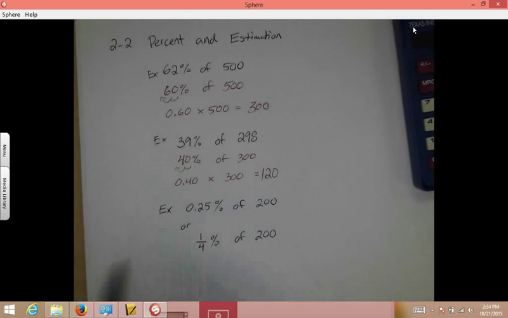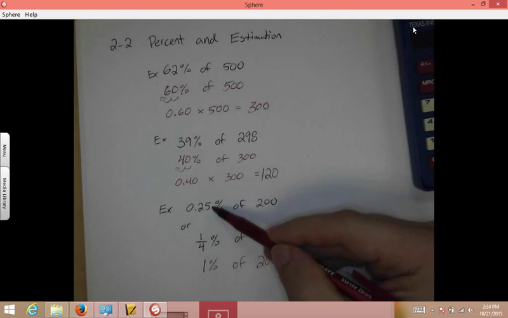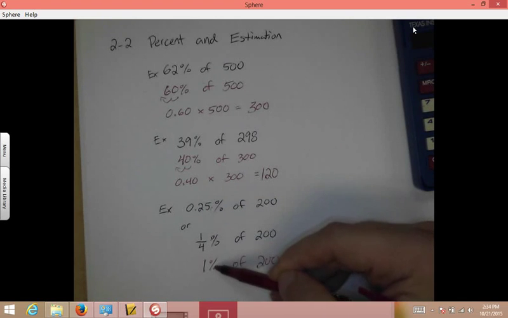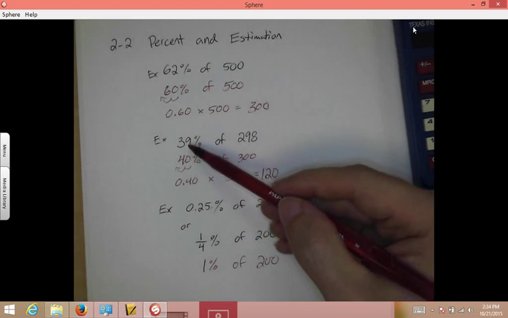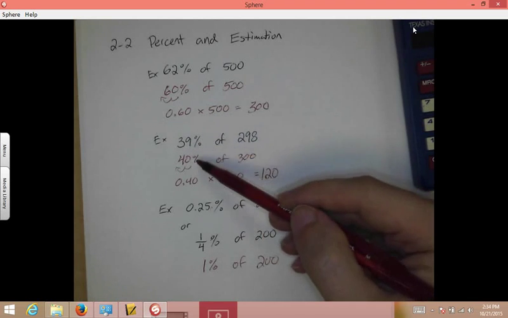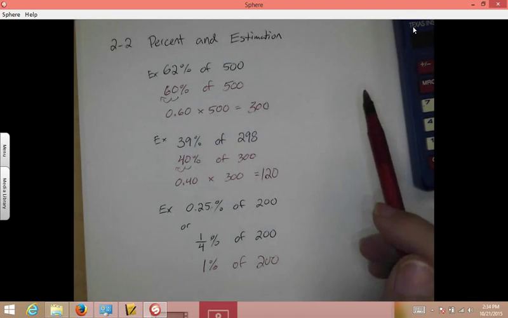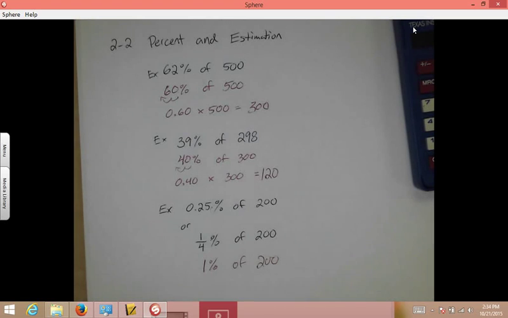When this happens, the book wants you to estimate this to be 1% of the other number. So remember, less than a whole percent, estimate it to 1%. Otherwise, go up or down so that you have zeros on the ends. And that's about it for percent of a number with estimation.